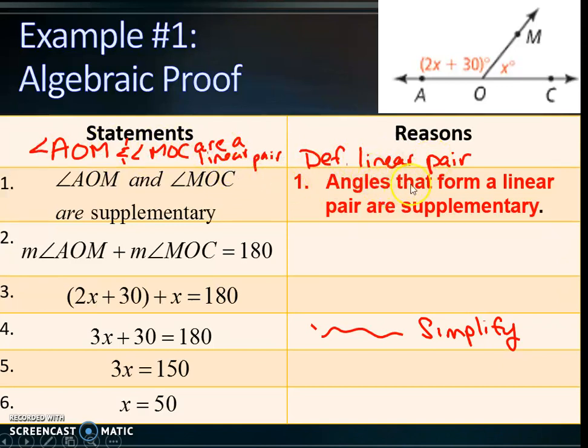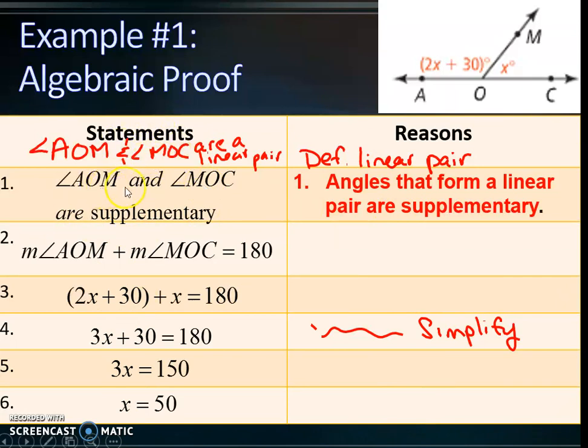So here is the definition of linear pair. You're going to use the paper I'm going to give you for the reasons. So you have to write, the given is you're going to write right here, angles that form a linear pair are supplementary. So I'm going to give you the statements. You're going to just write the reasons here, okay?